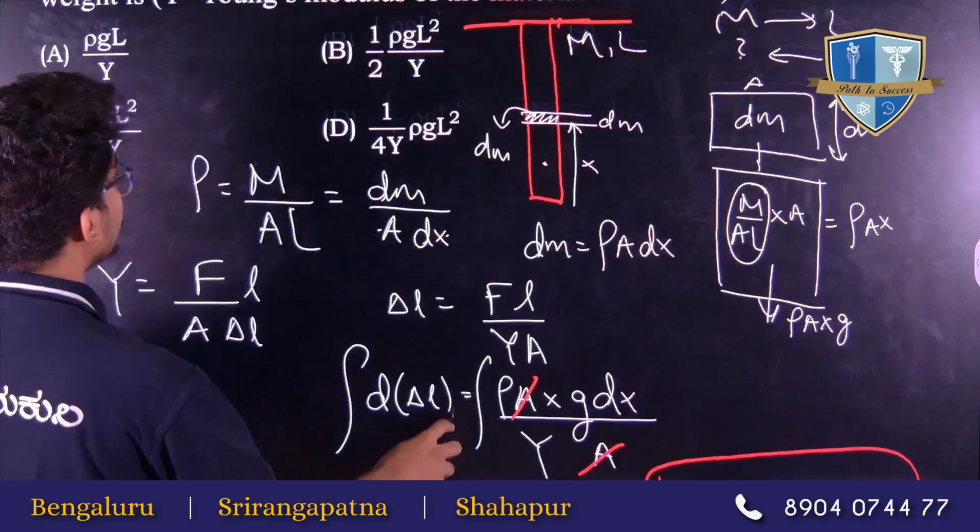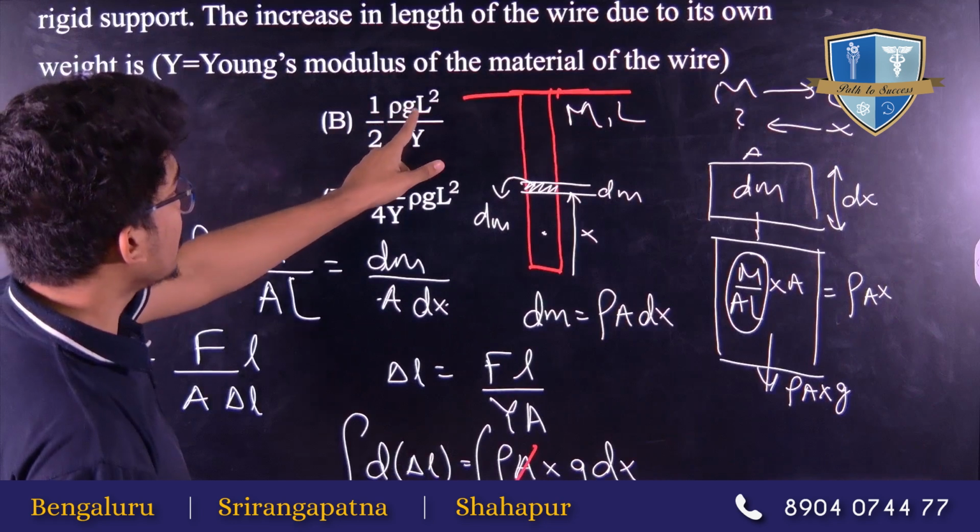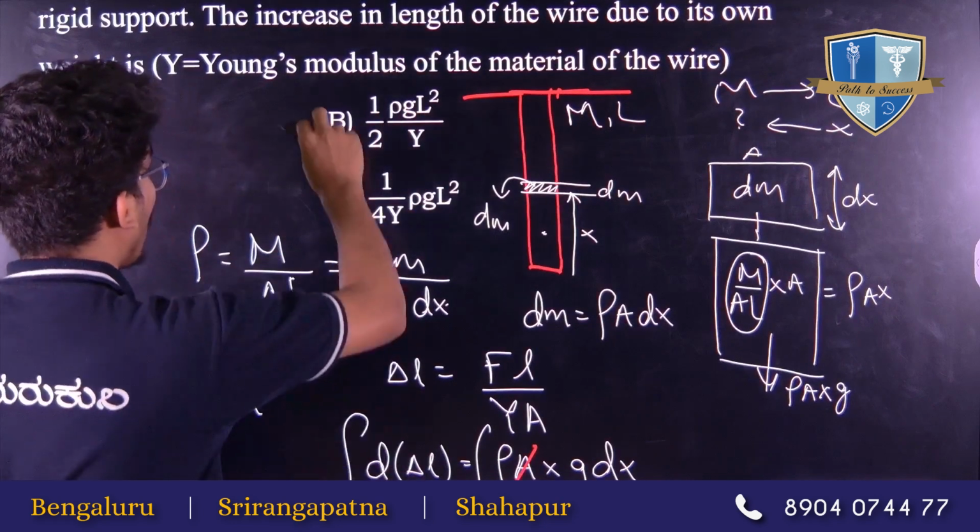Do we have any option? Rho g L square divided by 2Y. Option B is the correct option.